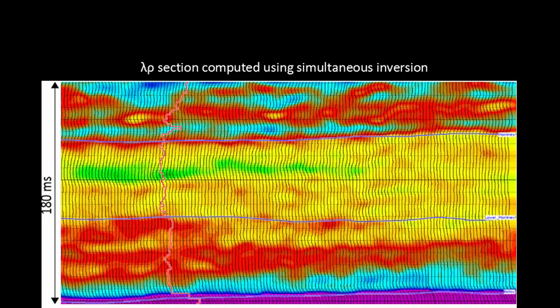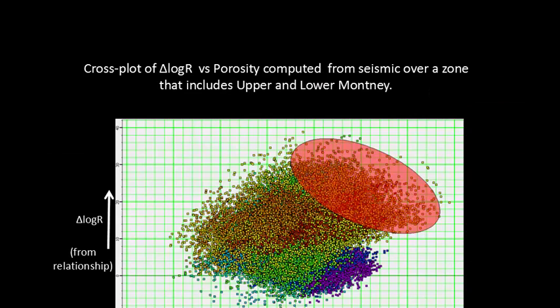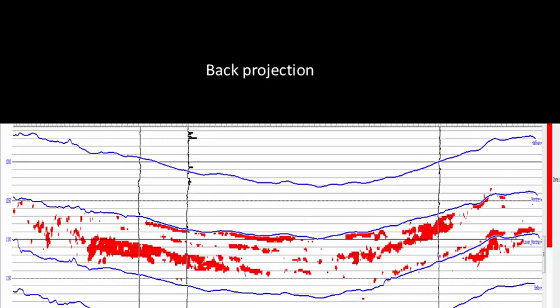This is your lambda rho section from the simultaneous inversion, and this is just one representative section I'm showing you, but this volume is transformed into a delta log R volume. So delta log R as a function of porosity, I'm showing you here. This is from the relationship derived from the lambda rho volume. This is the porosity, and I expect high porosity for my zone of interest, a high delta log R value, and this is what I will pick up. When you back project it, this is the zone. These portions of the section are prospective in terms of this relationship.